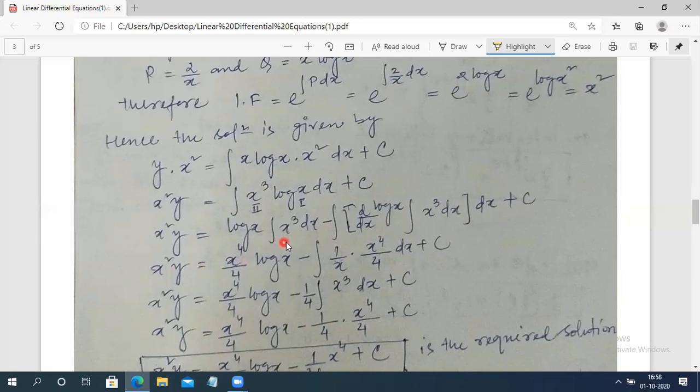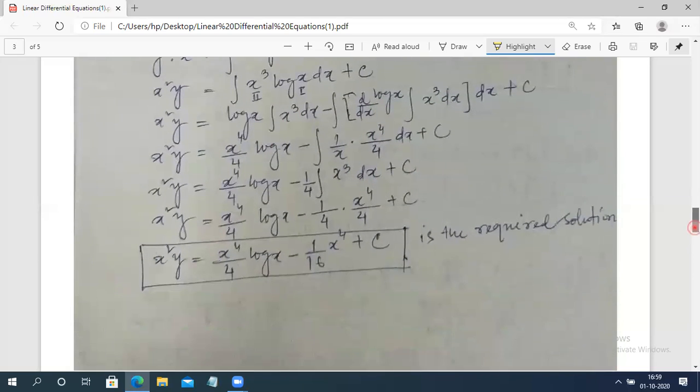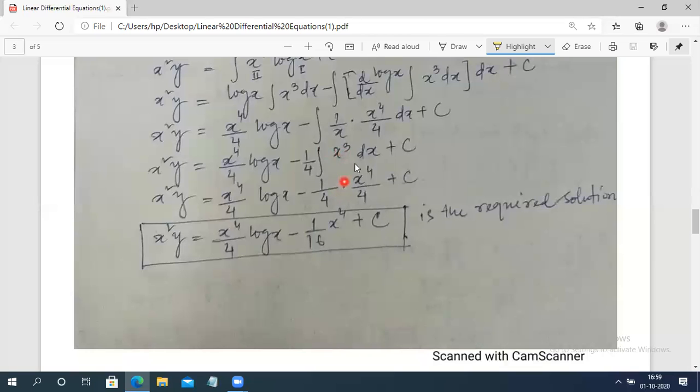Now x² y, if you integrate this, it will be x⁴/4 log x minus the differentiation of log x, which is 1/x, into integration of x³, which is x⁴/4, into dx plus c. This x and x⁴ will get cancelled out, and it will remain only x³, integration x³ dx plus c. And then if you integrate x³, it will give x⁴/4 plus c. So this is your answer.